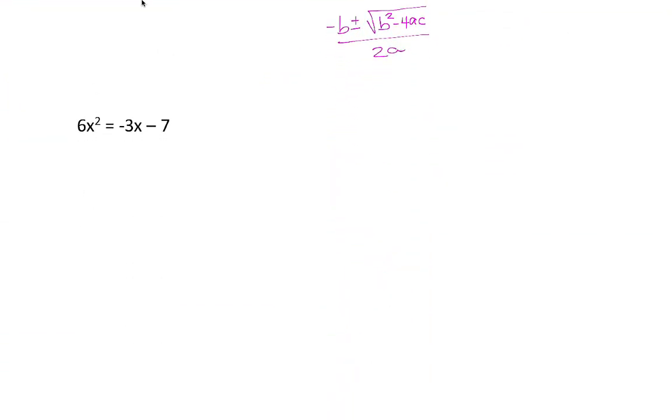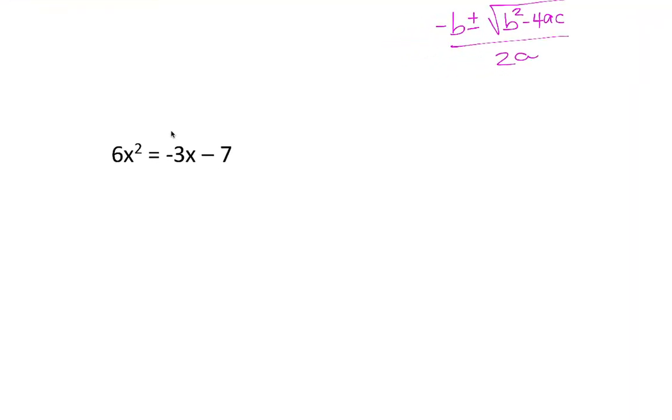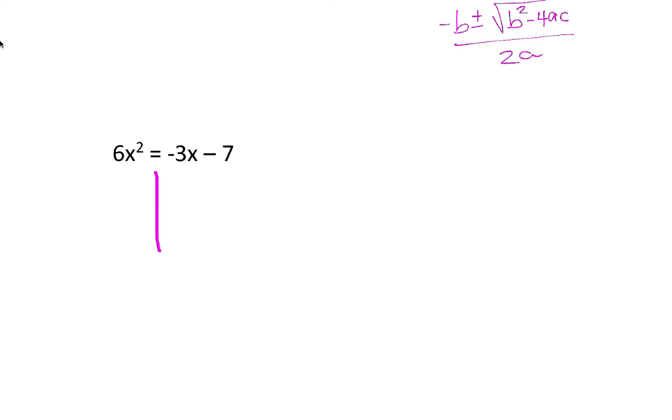All right, so we need to identify our A, B, and C values, but remember before we do that, always see if it's set equal to 0, which this one is not. So what I'm going to do is get rid of this -3x and this -7. Well, to get rid of a -3x, we need to add 3x's to both sides. And to get rid of a -7, we need to add 7. What I do on one side, I do on the other. So these cancel, which is now equal to 0, which is what we wanted.